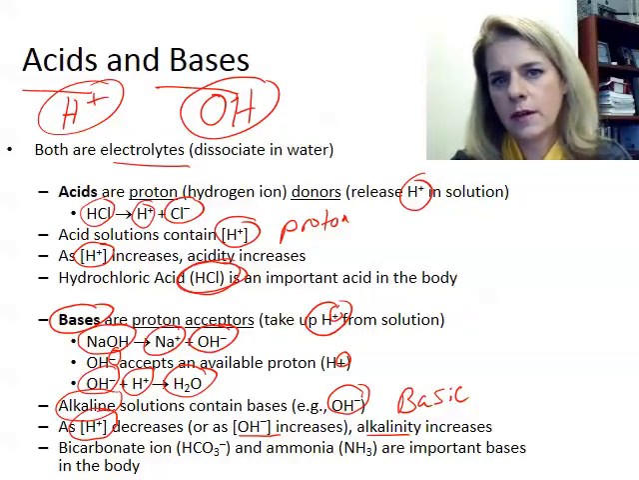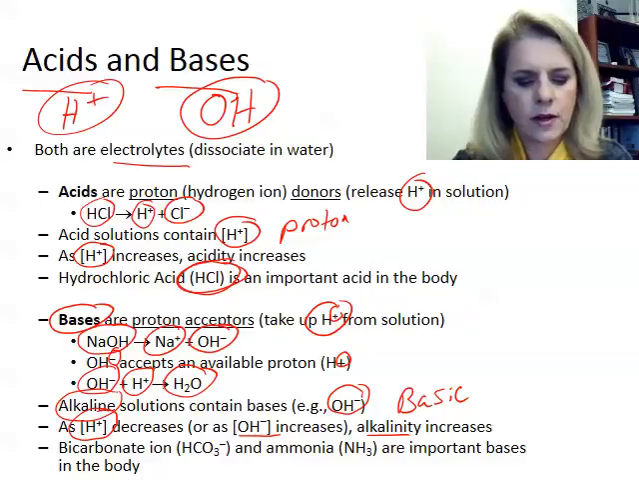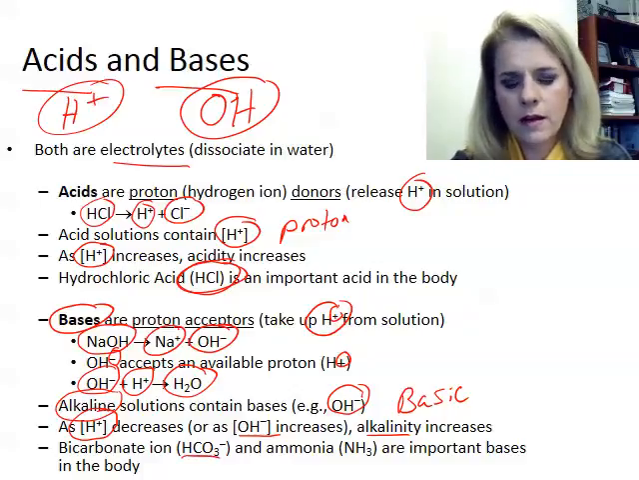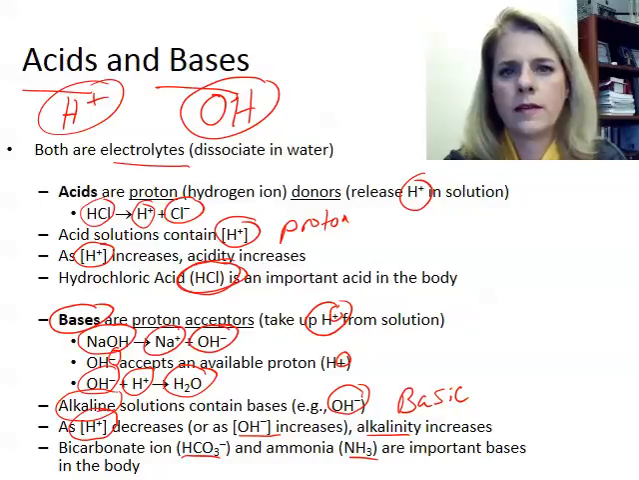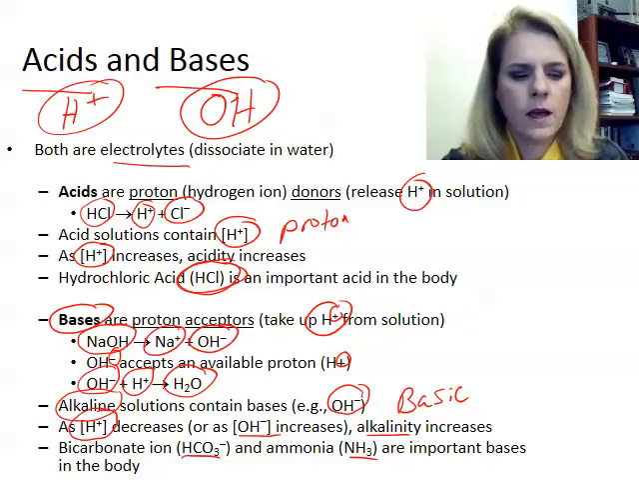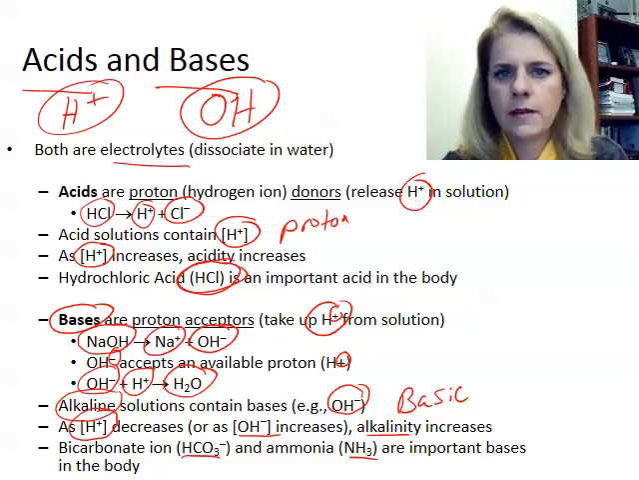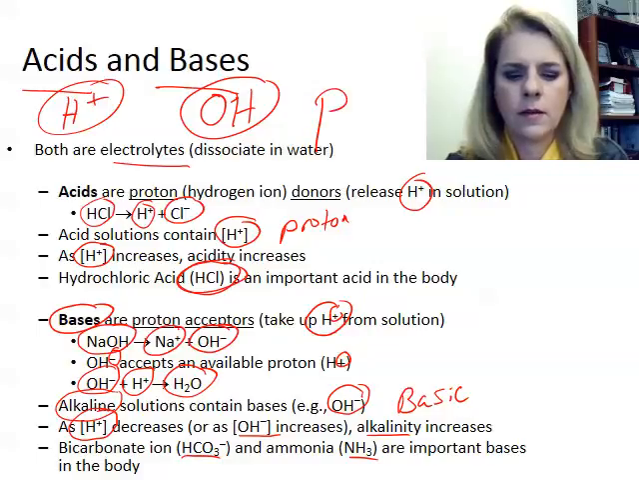Other examples of some bases besides sodium hydroxide are your bicarbonate ion and ammonia, and these are some important bases that we use in our body as well. So when we talk about acids and bases, we have to talk about pH.